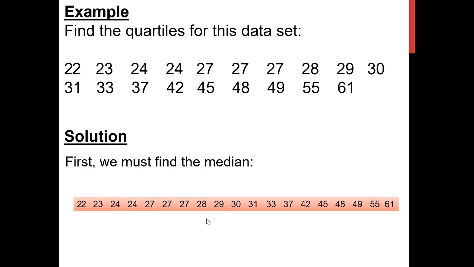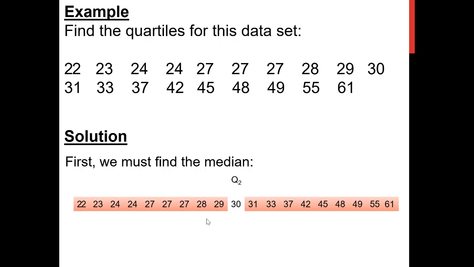So I'm going to look at the 9 data values on the left and the 9 data values on the right. And when I highlight them, you'll see that the value 30 in the middle is left unhighlighted. And that's because 30 is the median. So that's my median Q2.